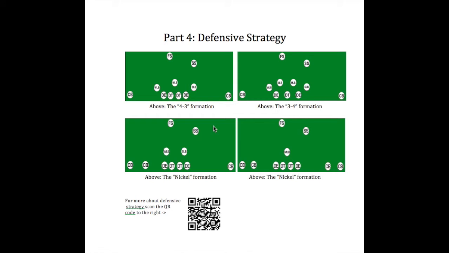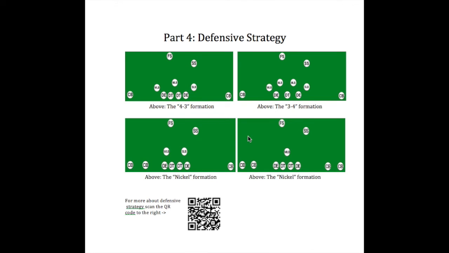Third, the nickel formation. The nickel formation is any formation that has 5 players in the secondary instead of 4. This is used in order to better defend against passing formations put into play by the offense. In order to use this formation, the defensive team sacrifices either a defensive lineman or a linebacker in favor of either an additional cornerback or safety.